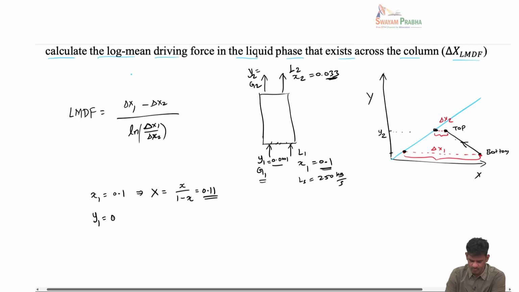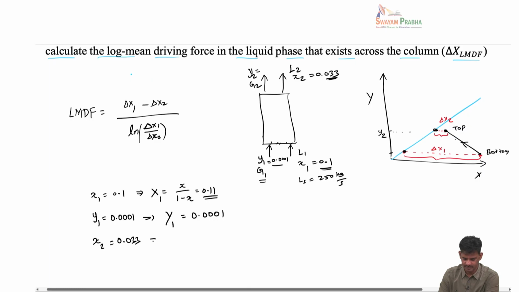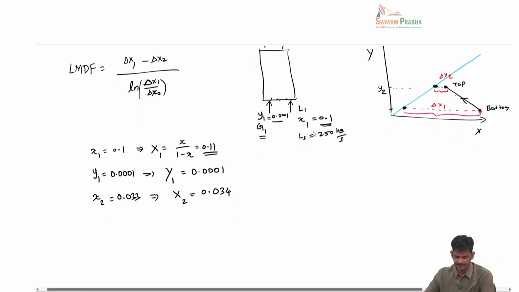Similarly, y1 is 0.0001, and if you convert this into capital Y1, this also will be 0.0001. And x2 is 0.03, so from here the mole ratio X2 is 0.034. So you have converted all the mole fractions into mole ratios.